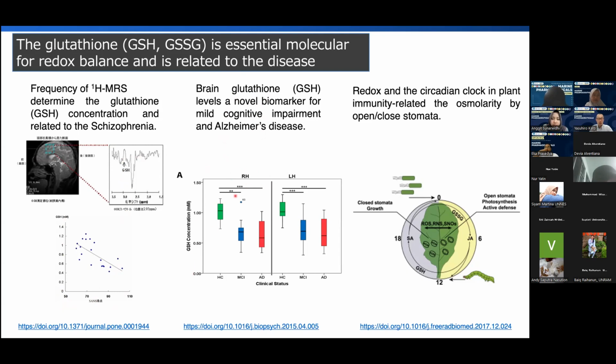Here is the right brain, and this is healthy, and the blue and red ones are Alzheimer's disease conditions. So glutathione concentration is very related to Alzheimer's disease conditions. Also, glutathione regulates water fluidity in the plant by using open and closed stomata, and redox is related to the circadian clock in the plant. So glutathione is very useful for finding related diseases or water fluidity.